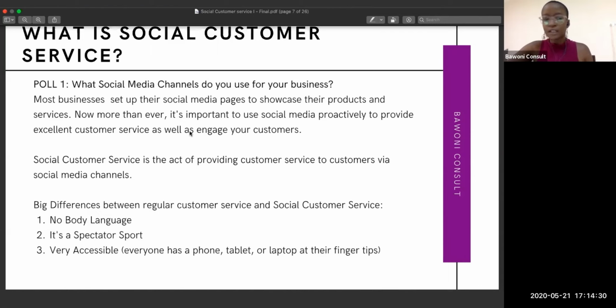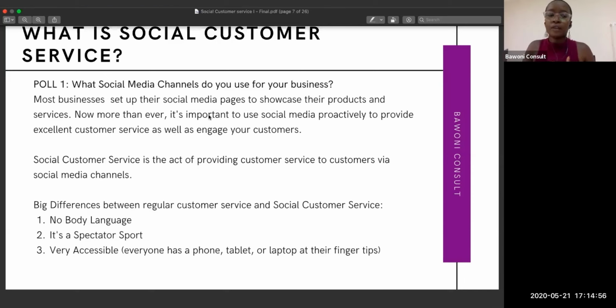So let's discuss the differences between regular customer service and social customer service. The first one is obviously no body language. You can't see the person. Usually with in-person customer service interactions, we train people on their body language and how to use positive body language. So we would definitely say, don't cross your arms when you're talking to a customer, because that pushes them off or makes them feel like you're defensive.